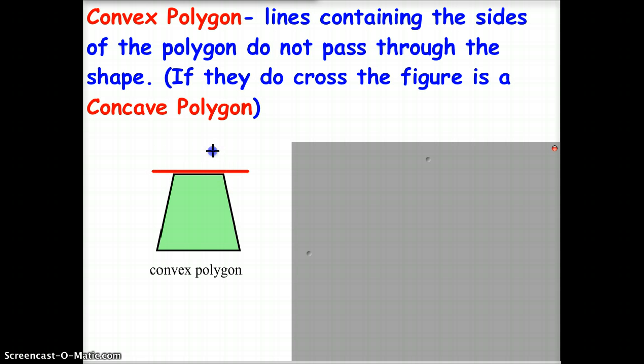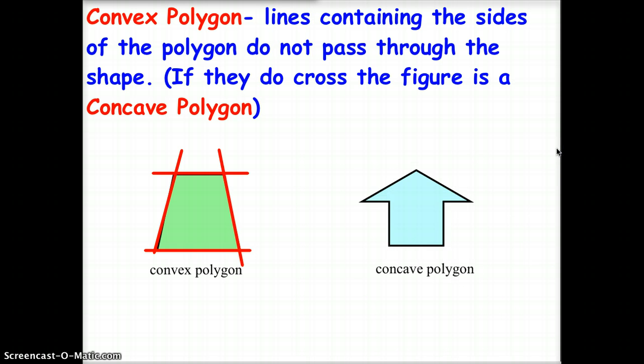so there's a line there, there's one of the sides, we'll pretend that that's actually on that side. If I extend these lines out, none of them are passing through the actual figure. They're all going beyond it. So that's a convex polygon.